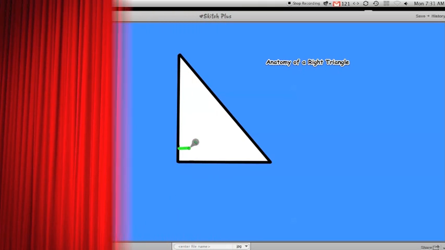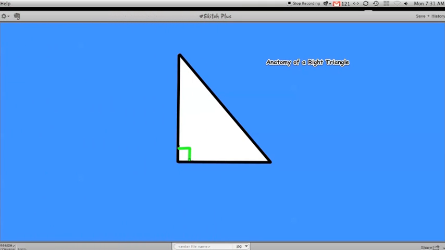Our version will be a little less dangerous, so let's explore the Pythagorean theorem. And we can even remove the curtain to do so. First, we really need to look at the anatomy of a right triangle.